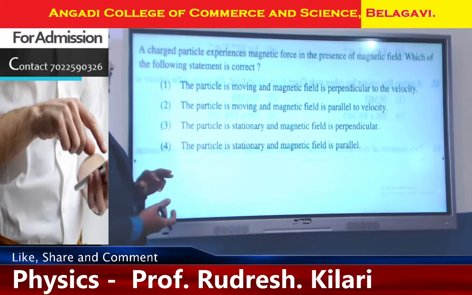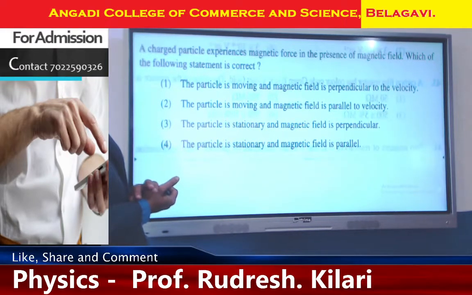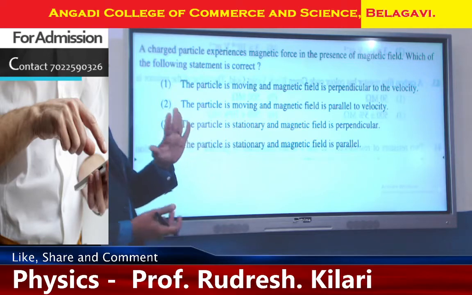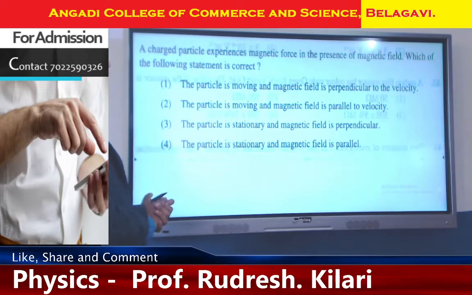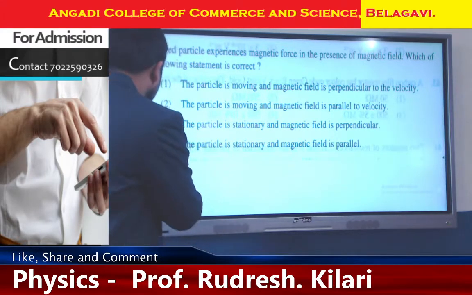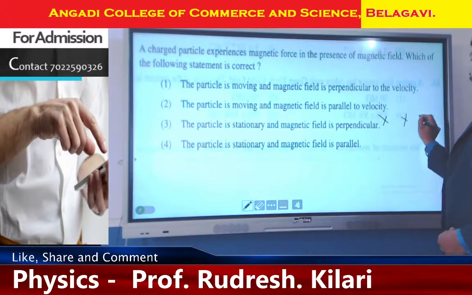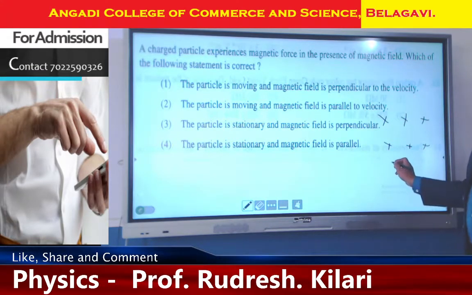Okay, now a charged particle experiences a magnetic force in the presence of a magnetic field. Which of the following statements is correct? Okay, what they mentioned: a charged particle experiences magnetic force in the presence of magnetic field. Which of the following statements are correct? Okay, this is a particle moving, magnetic field is perpendicular to its velocity. Right? I mentioned this in the synopsis, that is, in a uniform magnetic field, if a charged particle is placed.